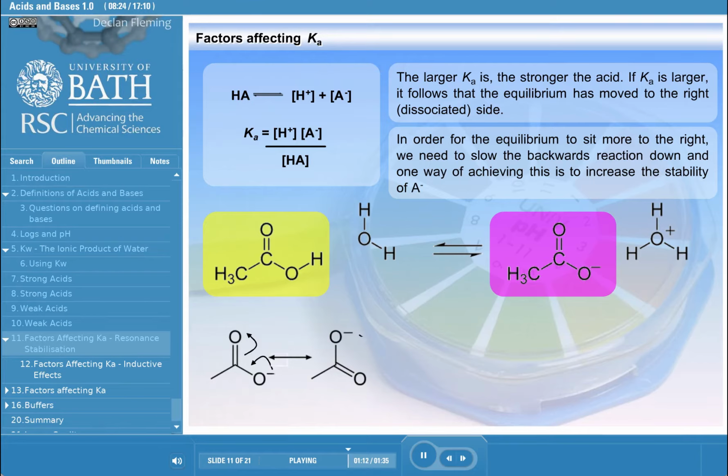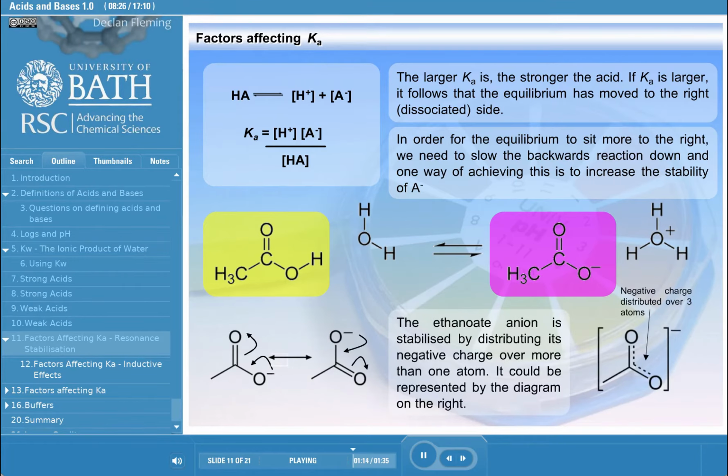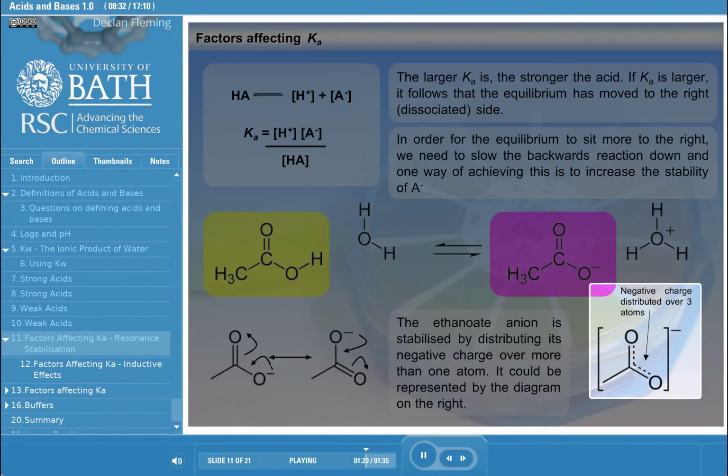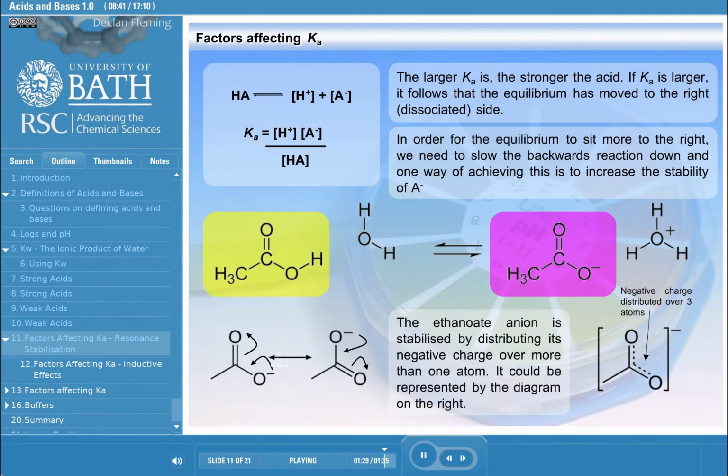In reality, these arrows are a simplification and show two extremes. The negative charge is distributed over the three atoms, and so could be represented by a dashed line, which may better represent the fact that the charge is in an extended molecular orbital over these three atoms. You can find out a little bit more about molecular orbitals in the Basics of Mechanism resource.